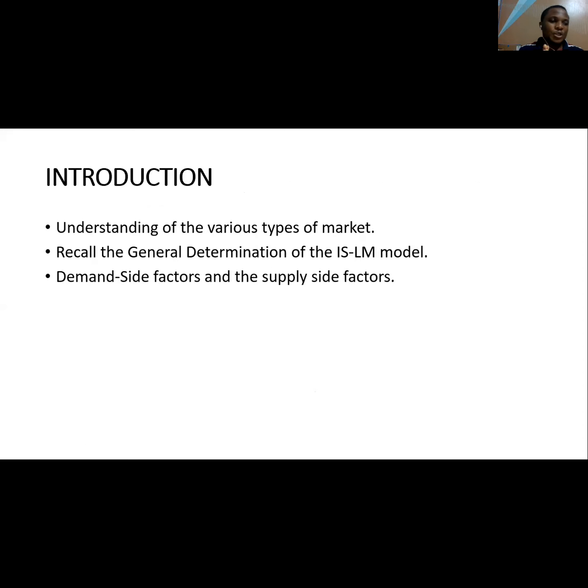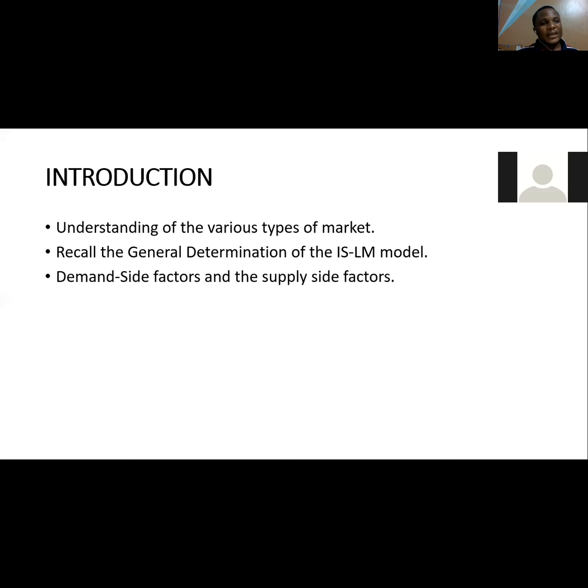So we will dwell so much on the introduction of this particular topic, and your understanding of this introduction will help you to analyze other issues that are related to this particular topic. So, as an introduction, of course, you know that macroeconomics tries to explain the activities or those particular variables or those particular economic phenomena that affect the entire economy as a whole.